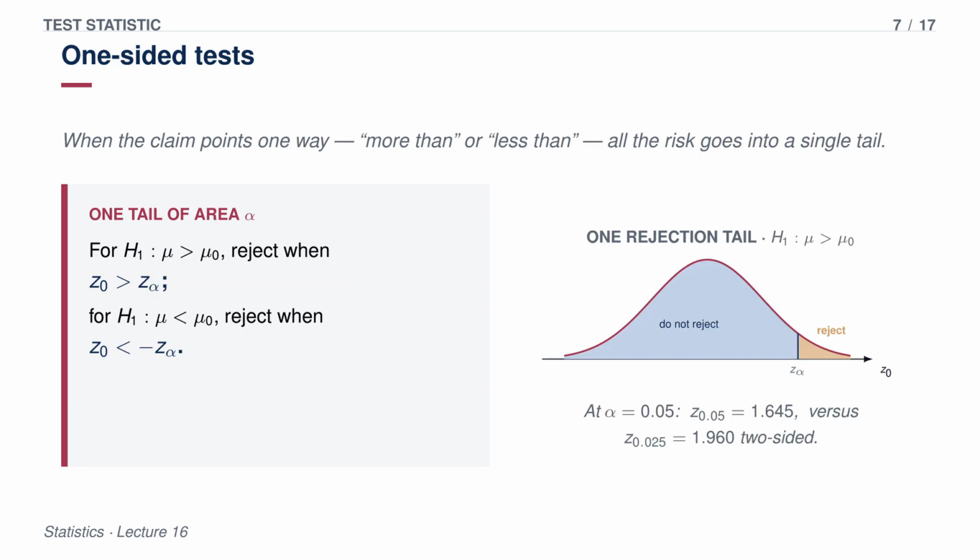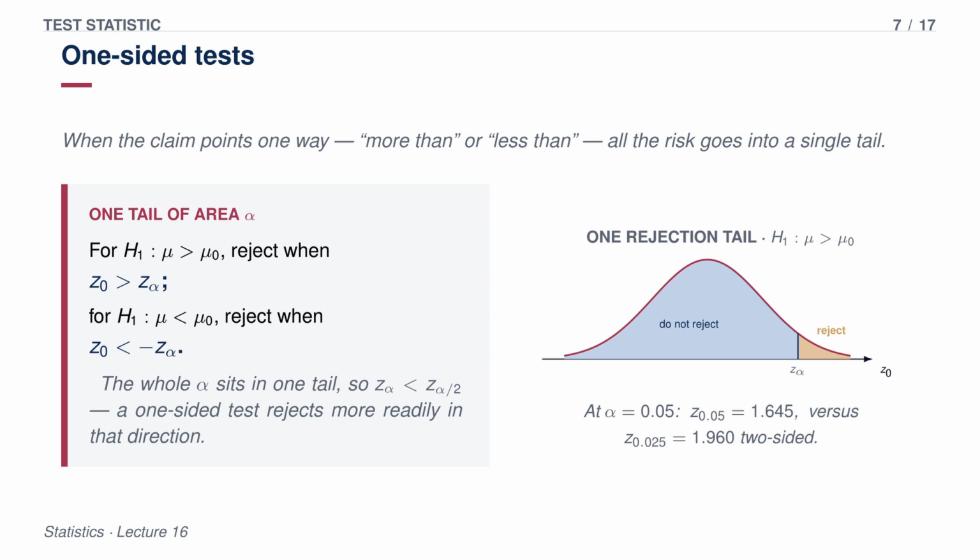Now, when the claim points one way, more than or less than, all of alpha goes into a single tail. For H1, mu greater than mu naught, reject when z naught beats z alpha. For mu less than, reject when z naught drops below minus z alpha. And because the whole alpha sits in one tail, z alpha is smaller than z alpha over 2. At 0.05, that's 1.645 versus 1.96. So a one-sided test rejects more readily, but only in the direction it's aimed.